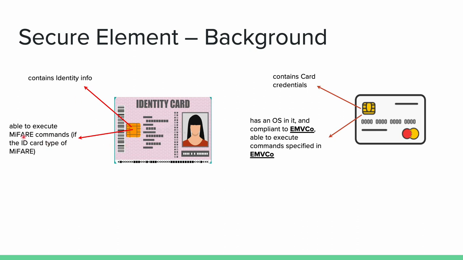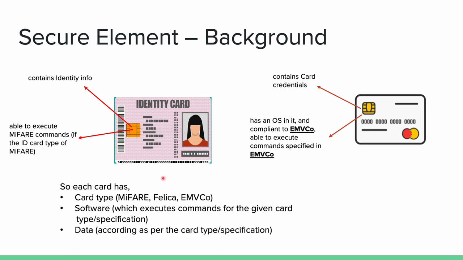If it is a MyFair based identity card, then it has the capability to execute MyFair commands, that is the commands specified in the MyFair protocol. Similarly, if it is a payment card, then the payment card chip consists of the card credentials and it has an operating system which is compliant to EMVCo, which again is based on ISO 7816 or ISO 14443 protocol, and it is able to execute commands as specified in the EMVCo protocol.